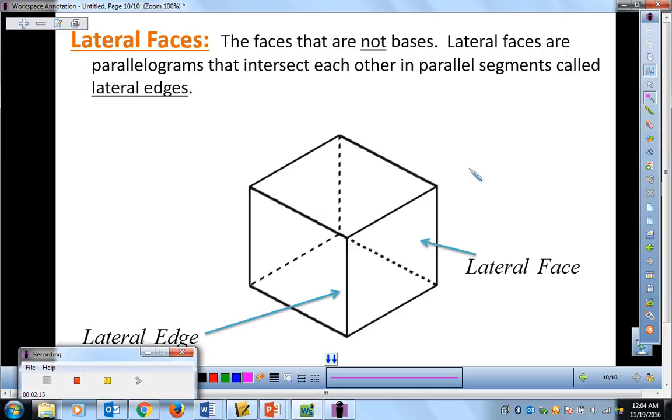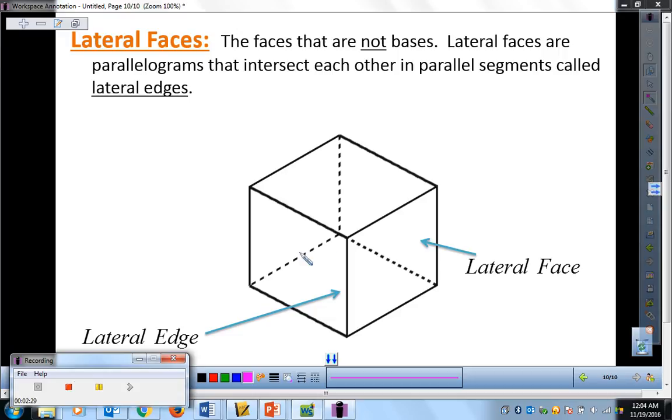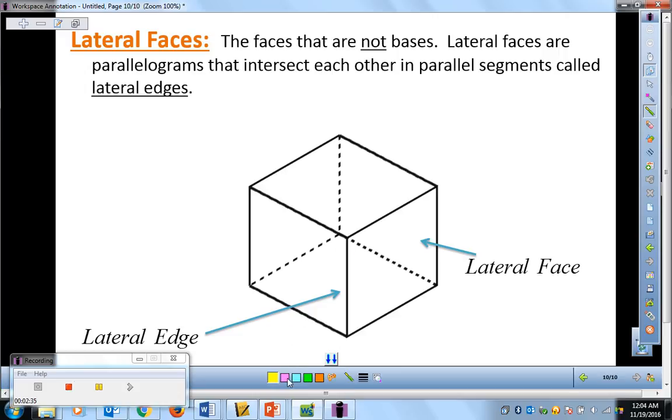The faces connect the two bases. Those segments are called the lateral edges. The lateral edge is this segment right here, and the lateral face, I'll highlight here, is this whole side that connects the two bases. So the lateral face and the lateral edge go together. Those are all on the side.